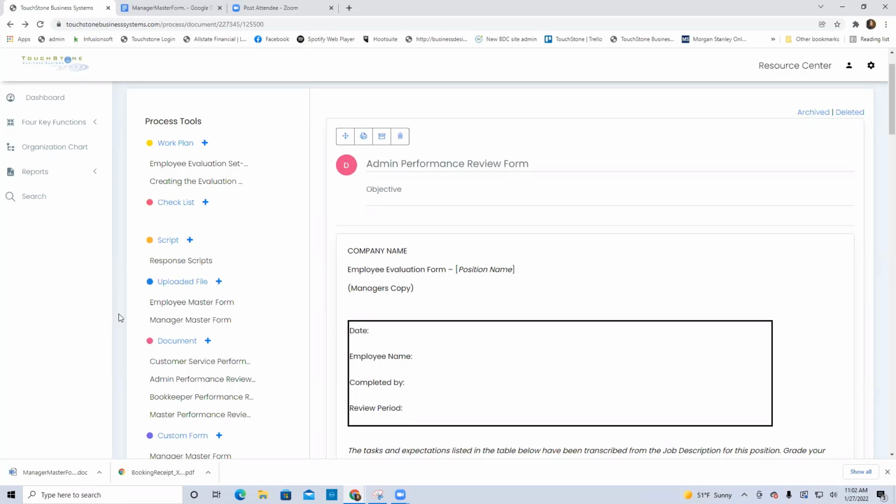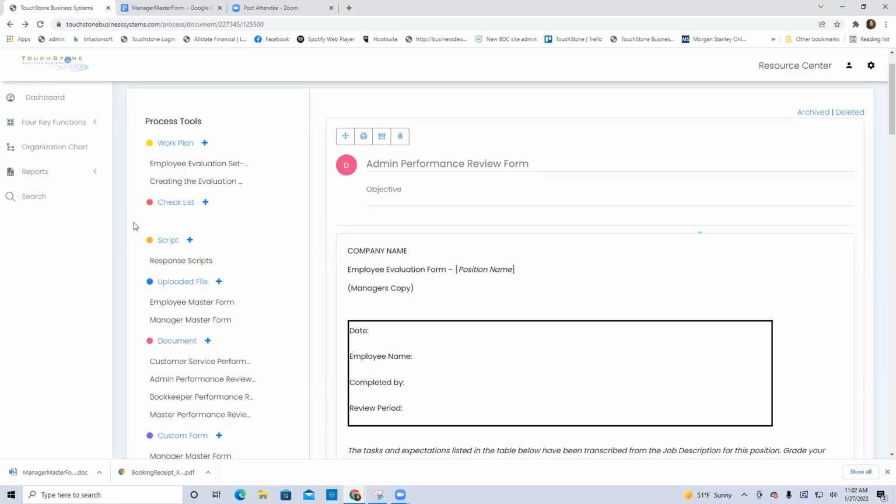So not just how to use the tools in TouchStone, but what does a really good documented work plan look like? What kind of attributes does it have? What to be thinking about when you're building it? Different types of work and how one's documented differently than another. And then we're going to talk about checklists with the same thing, the technology, but then also what makes a good checklist and how do you use checklists in TouchStone?